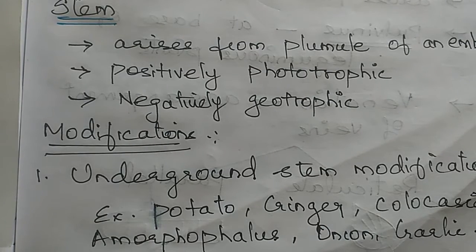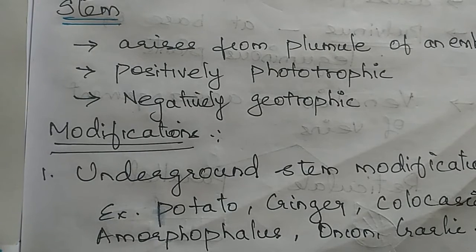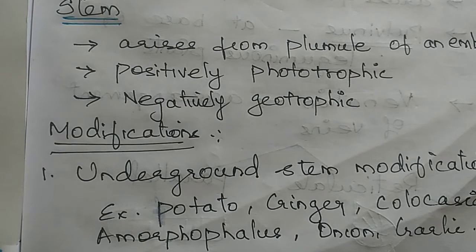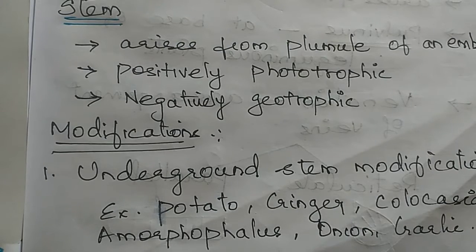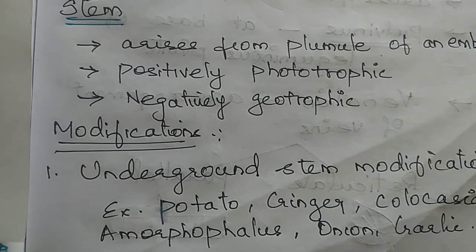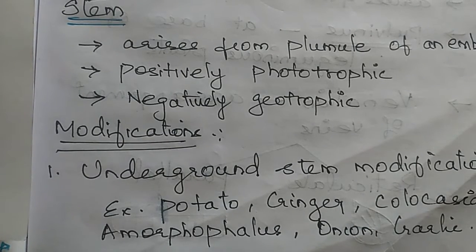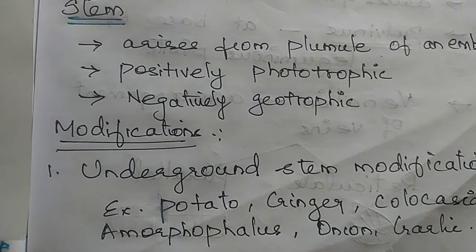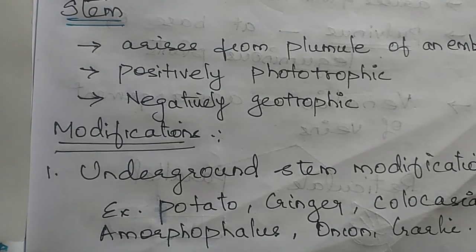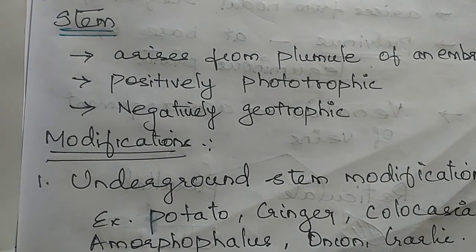Underground stem modification examples are potato, ginger, colocasia, amorphophallus, onion and garlic. So potato is considered as an underground stem, and ginger is also an underground stem because they are all having nodes and buds. The potato has eyes, so it is called eyes, and these are not roots, they are modified stems since they are having the parts of the stem, that is nodes and buds. So all these are for storing the food.